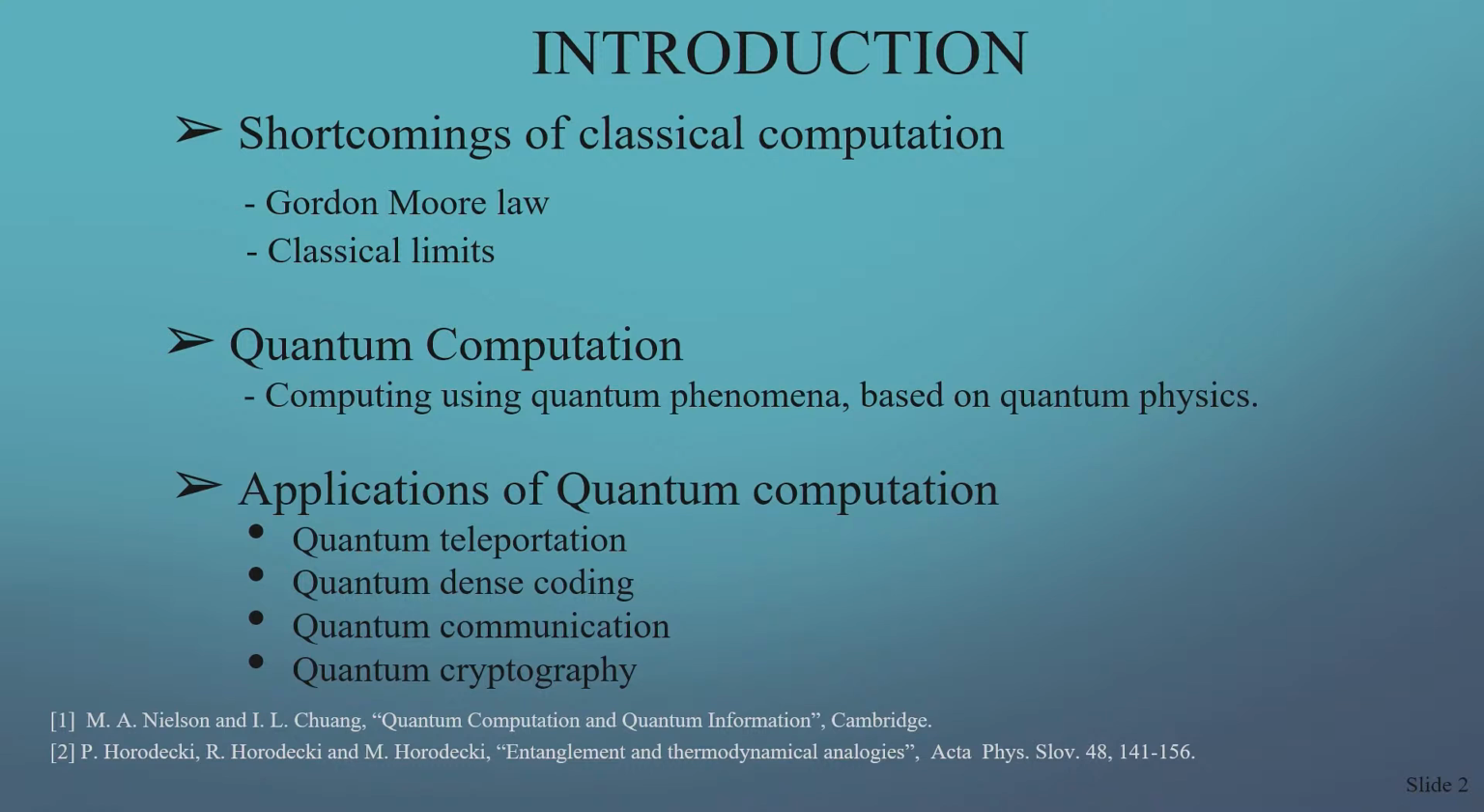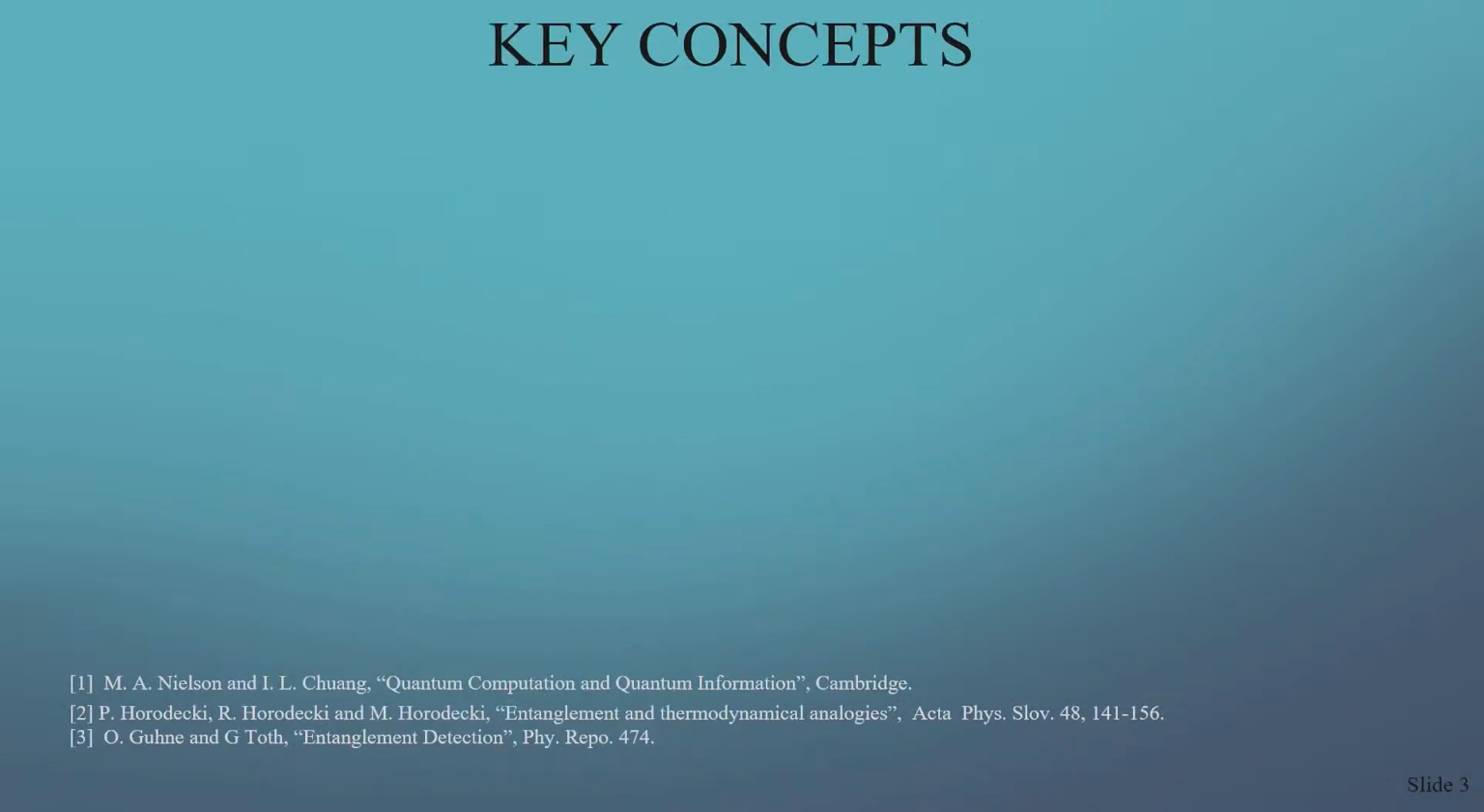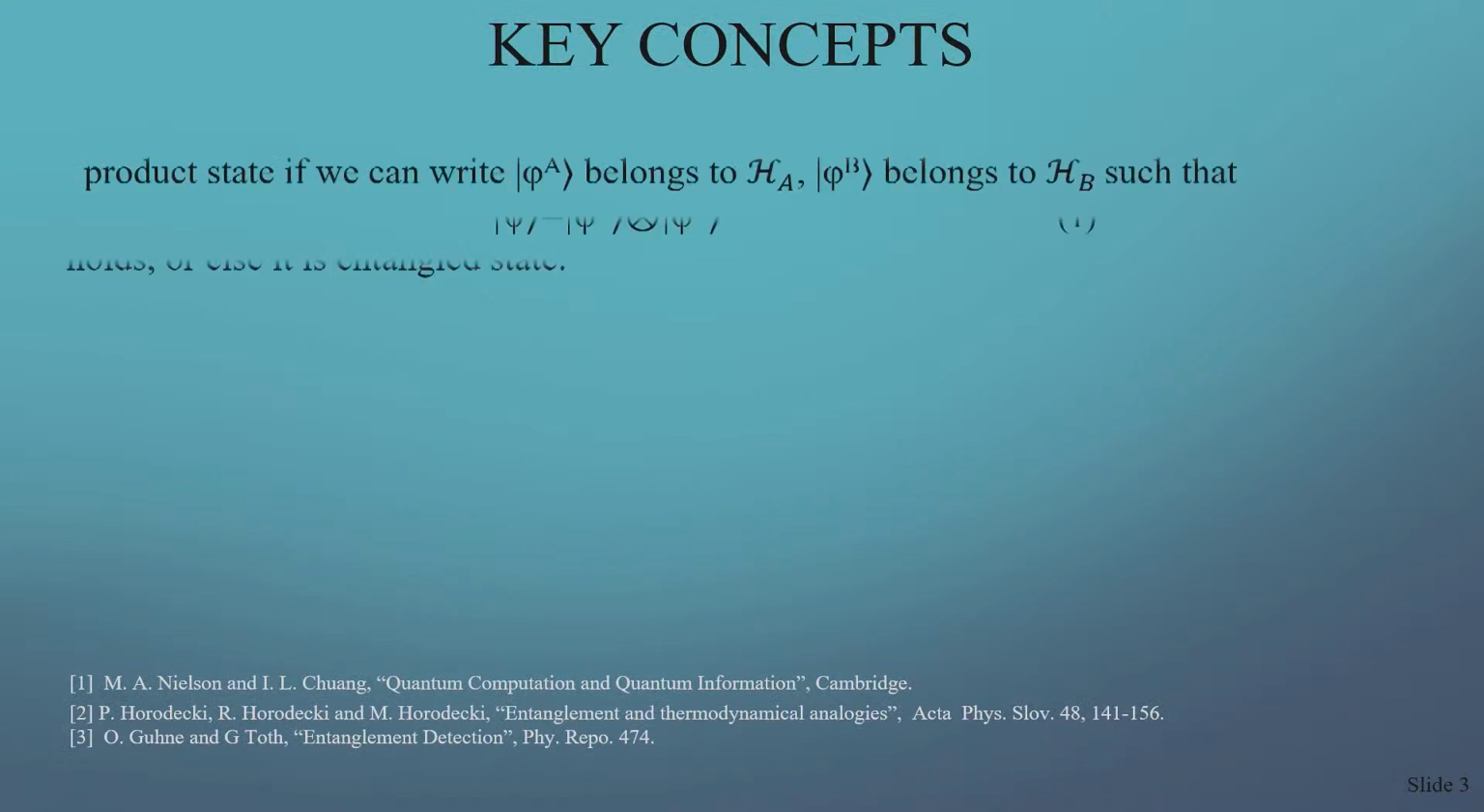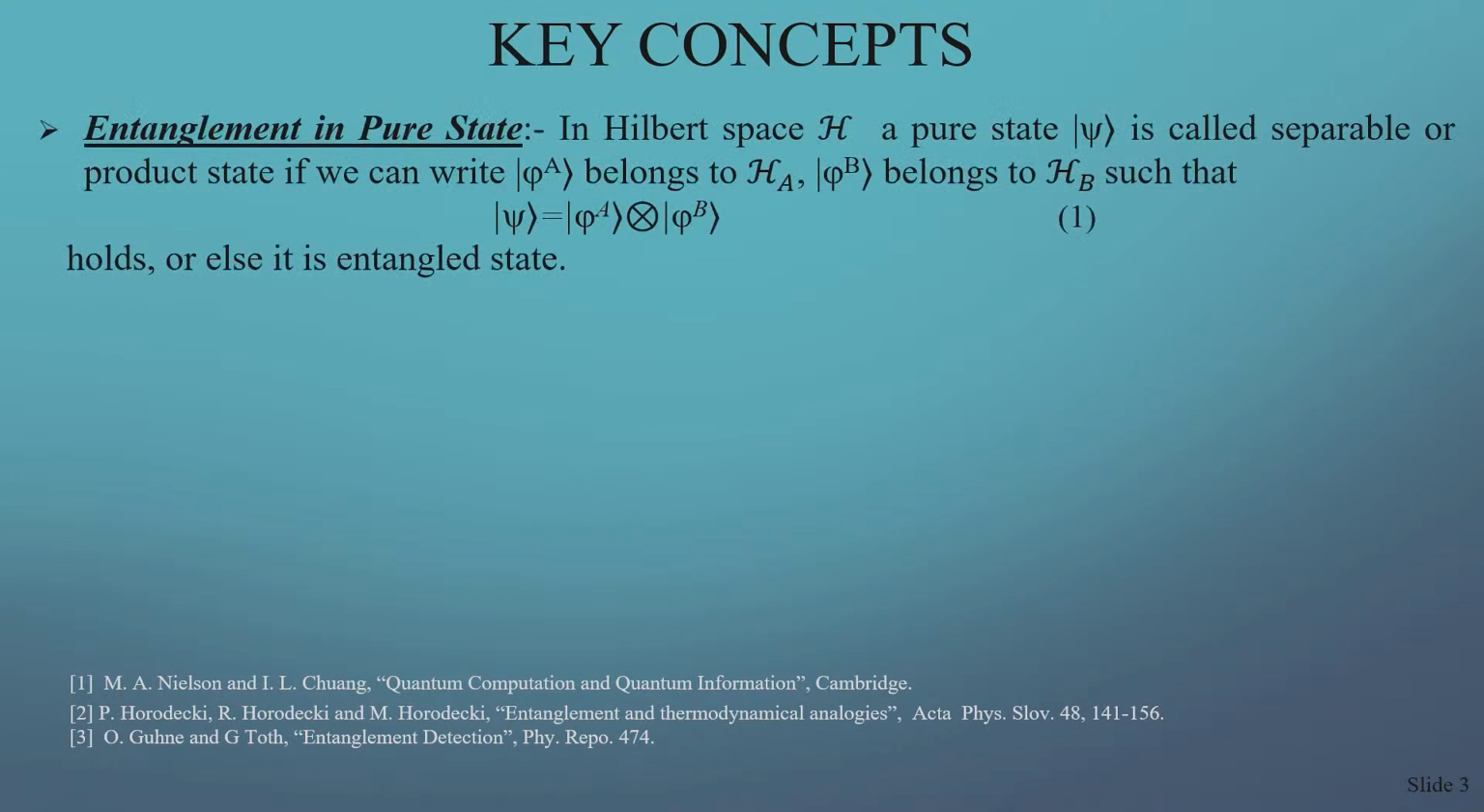So getting into our work, at the very beginning I would like to introduce some key concepts which we have used in our project. The first one is entanglement. Actually we have two types of states: one is a pure state and one is a mixed state. In pure states we deal with single qubits, and in mixed states we deal with multipartite systems, where many qubits are there.